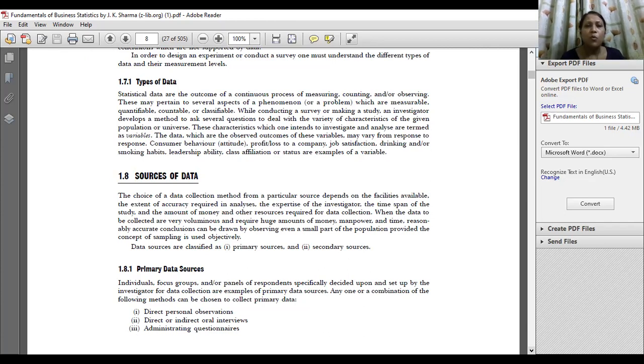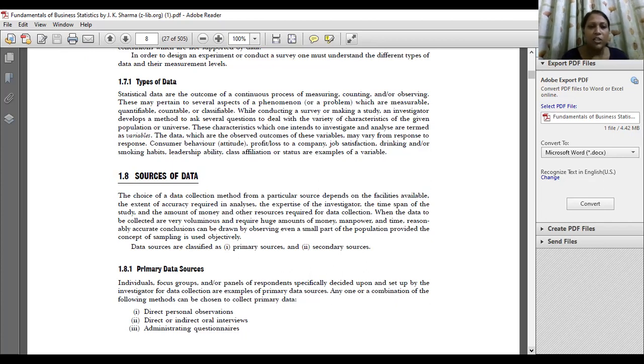So statistical data are the outcome of a continuous process, and these may pertain to several aspects of phenomena which are measurable, quantifiable, countable, and classifiable. So we will study what is classification.